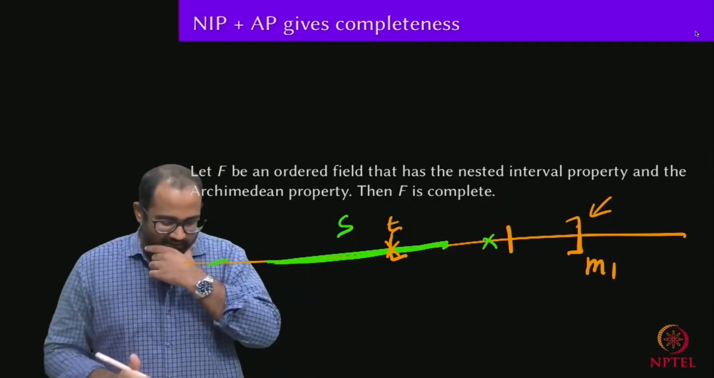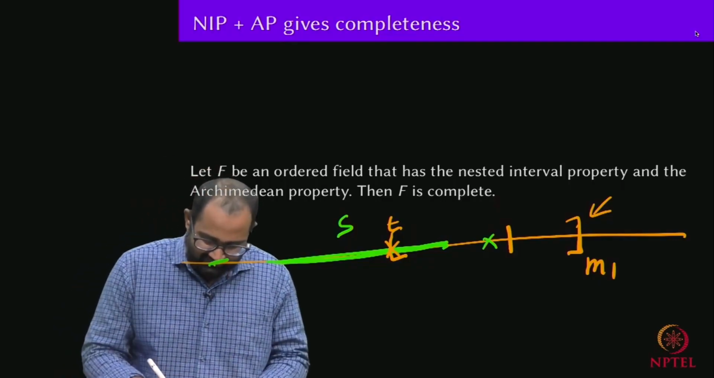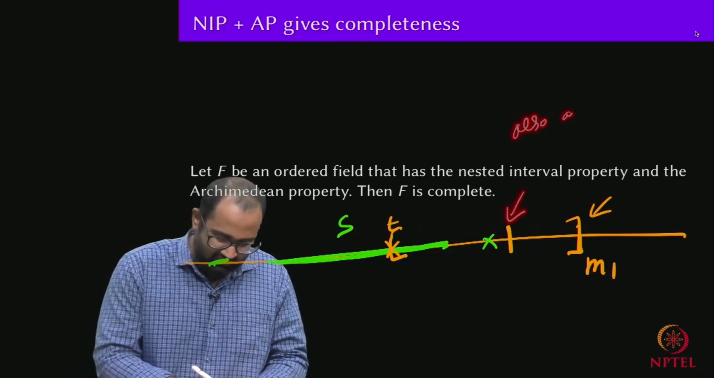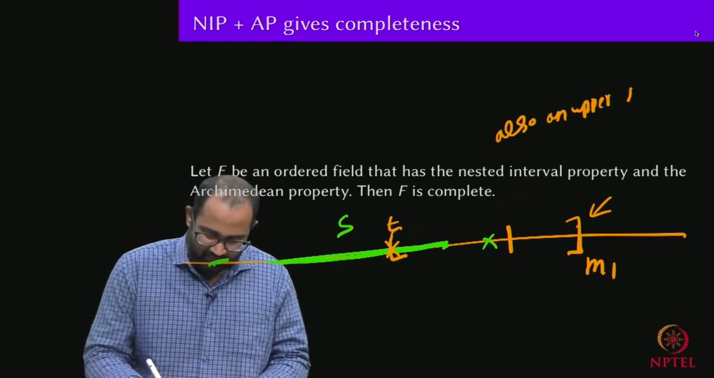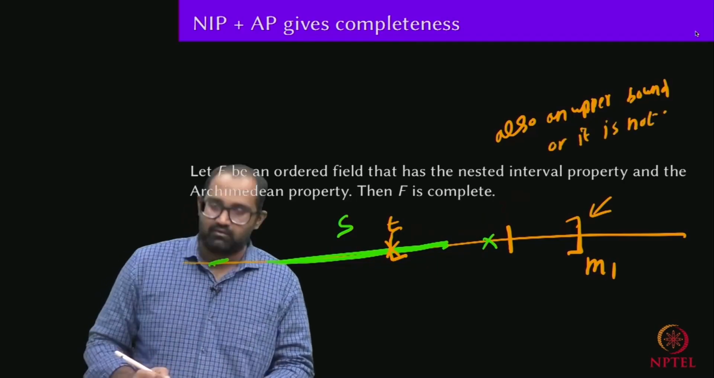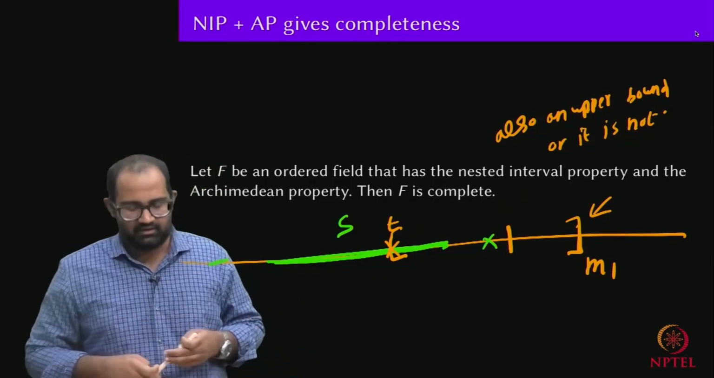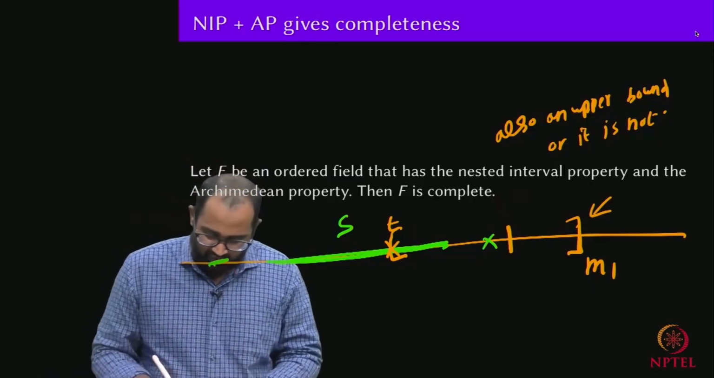Now, there are two possibilities. Either this is also an upper bound. Oh, I should write it in less ethereal ink. Also an upper bound. Either this is also an upper bound or it is not. Only two cases arise. Either this is also an upper bound or it isn't. Now, if it is an upper bound, call it M2.